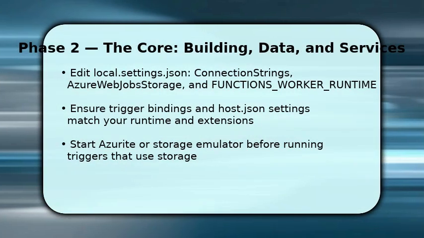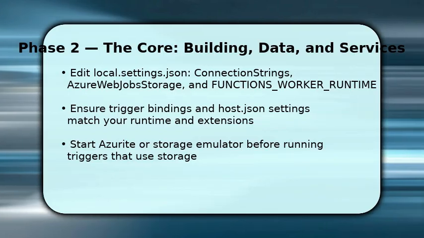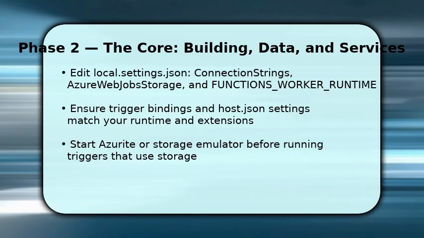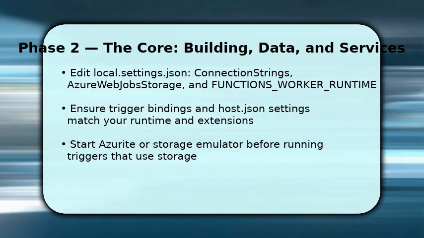Next, configure bindings and storage so functions run predictably. Open local.settings.json and set AzureWebJobsStorage, connection strings, and FUNCTIONS_WORKER_RUNTIME to match your language worker. Then verify host.json and any extension bundles, mismatched versions break bindings. If you use blob or queue triggers, start Azurite first, otherwise the function will hang. Also restore NuGet and extension packages.